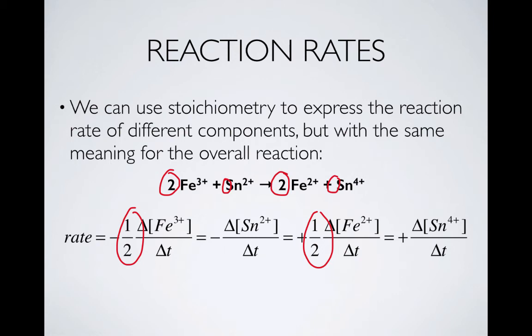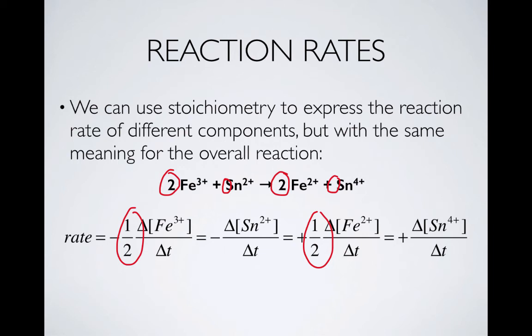So this means that the overall reaction rate would be half the rate of change for the iron with respect to time, or equal to the change of the tin with respect to time. And since the iron rate would be twice that of the tin, and then we take half of it, that would give us the exact same value. It's very confusing to hear verbally, but when you work it out in problems, you'll see that it turns out exactly the same.